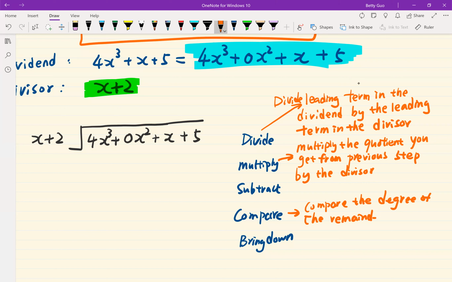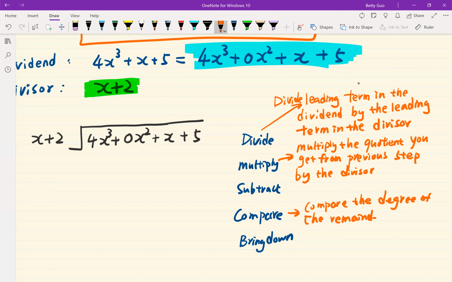Basically, we have all the details for divide, multiply, compare, and bring down. For the subtract, I'll show you that step, and maybe you can write a description in your own words. Let me know when you finish.